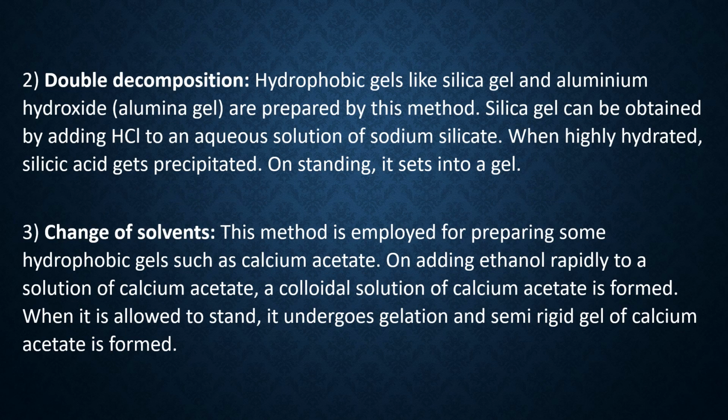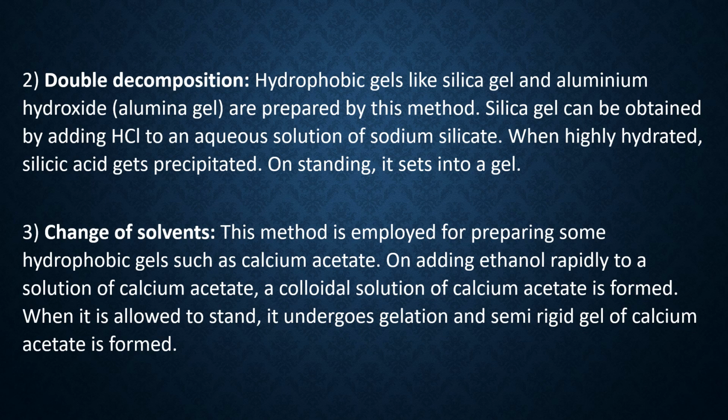Second method, double decomposition. Hydrophobic gels like silica gel and aluminium hydroxide can be prepared using double decomposition. Silica gel can be obtained by adding HCl to the aqueous solution of sodium silicate. When highly hydrated, silicic acid gets precipitated, and on long standing it sets into a gel. That means a gel will be formed.